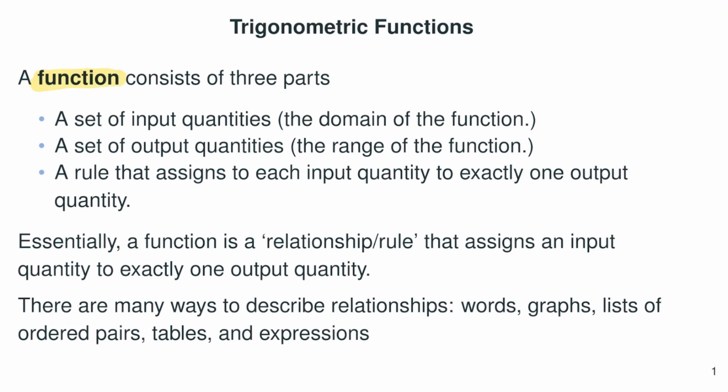A function in general consists of three parts. First is a set of input quantities, also known as the domain of a function. Second is a set of output quantities, which is known as the range of a function. And third, we have a rule that assigns each input quantity to exactly one output quantity. So these three things are all important for a function.